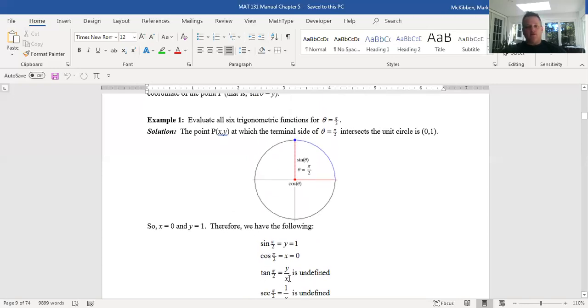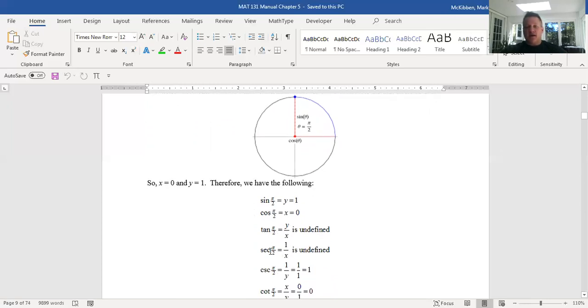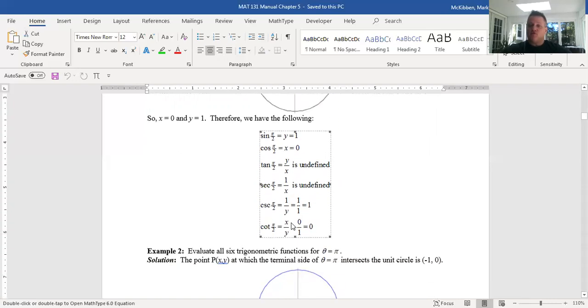The tangent's y over x, right? But x is 0, so the tangent's undefined, as is the secant because it's 1 over x. The cosecant, however, is 1 over y. That's 1 over 1, which is 1. And the cotangent of pi over 2 is x over y, so you get 0 back.